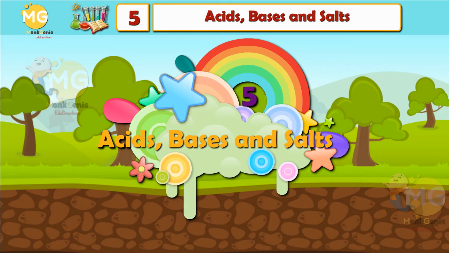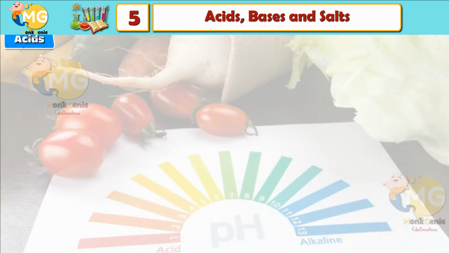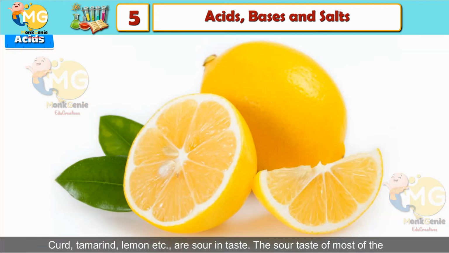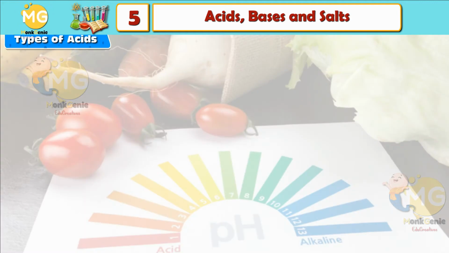Chapter 5. Acids, Bases and Salts. Acids. Curd, tamarind, lemon, etc. are sour in taste. The sour taste of most of the fruits and vegetables is due to the presence of a substance called acid.